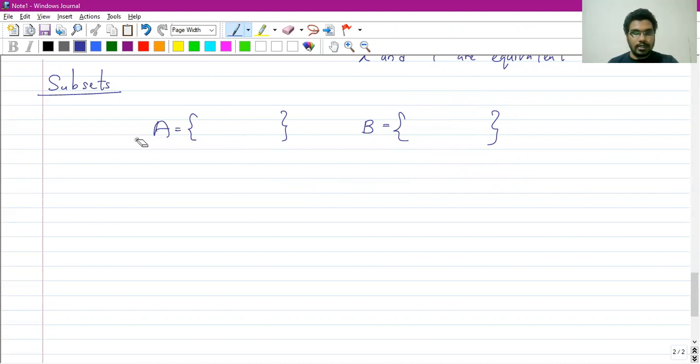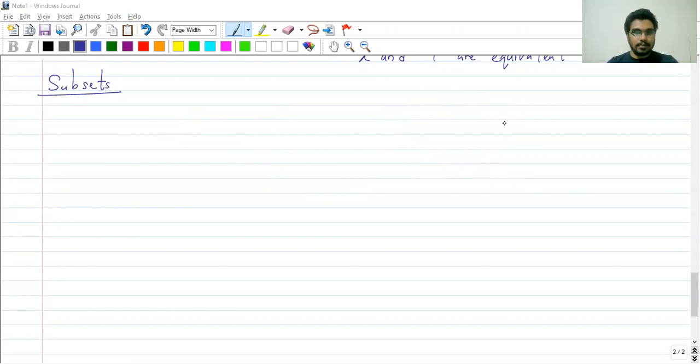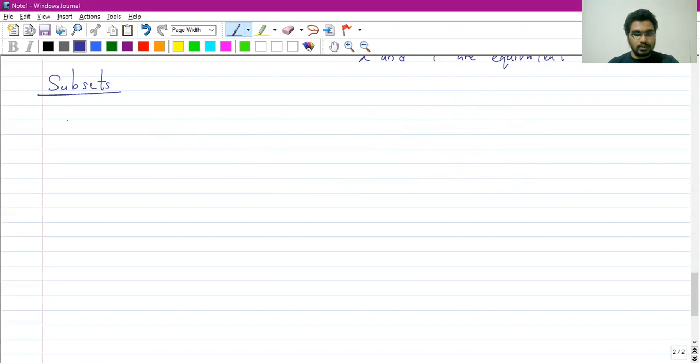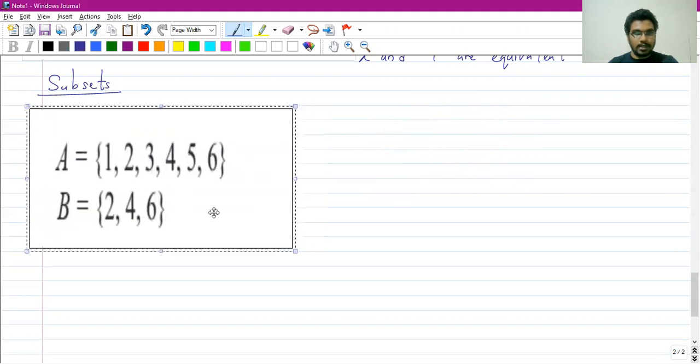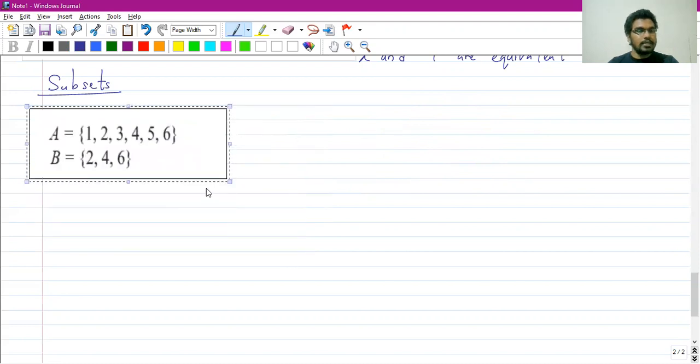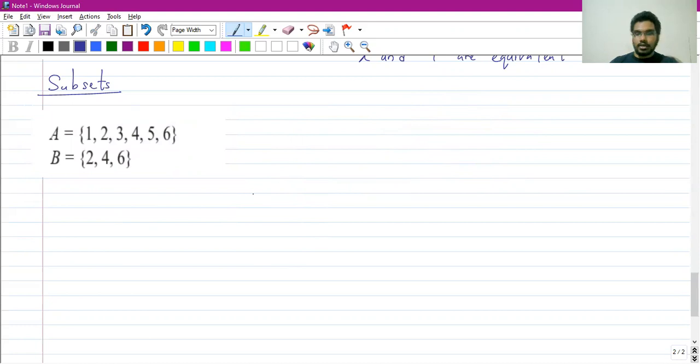So shall we take a small example and see how we can identify these subsets? We can take a small example like this. A is equal to 1, 2, 3, 4, 5, 6. B is equal to 2, 4, 6. So you can see 2, 4, 6, all these elements are included in this A set.